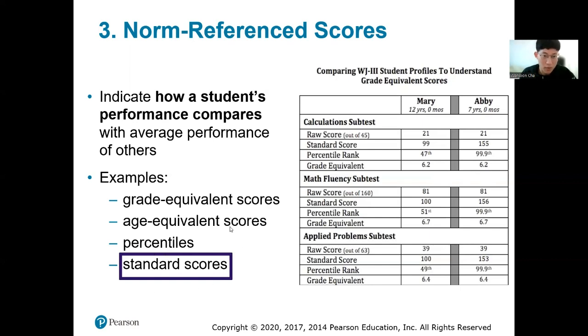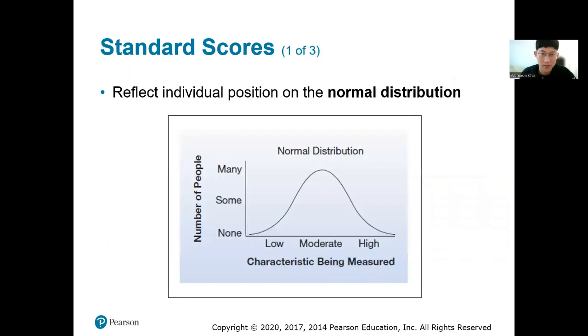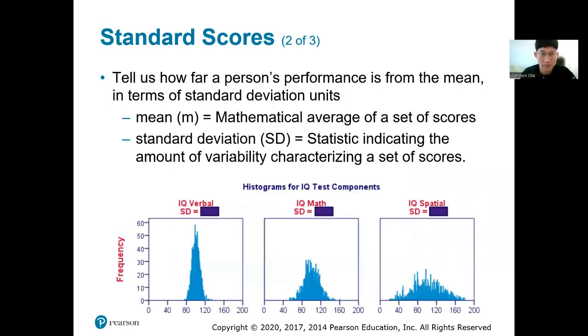And let's look deeper at what these standard scores mean. So standard scores reflect individual position on the normal distribution. I may need to activate your prior knowledge of statistics, but I promise that it won't be too difficult. So just think about this like a normal graph, and standard scores give teachers and students the information where they fall in this normal distribution. And because it gives us the relative standing, the standard scores tell us how far a person's performance is from the mean in terms of standard deviation units.